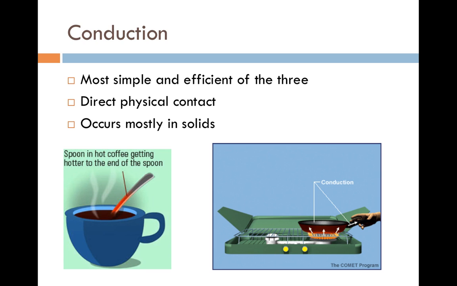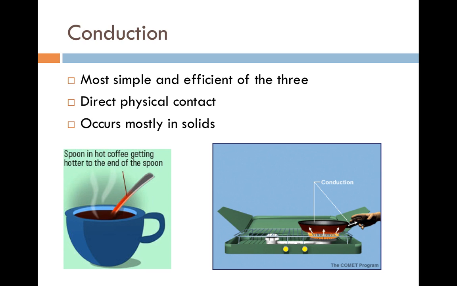I'm mentioning this one first because it is the most efficient and because the next method I'll discuss actually depends on conduction. Conduction is the most efficient because heat is being directly transferred through physical contact. This mostly occurs in solids because the objects will need to actually physically touch in order to transfer heat this way. In the photo of the coffee cup, the hot coffee touches the spoon and it is directly heated through physical contact.